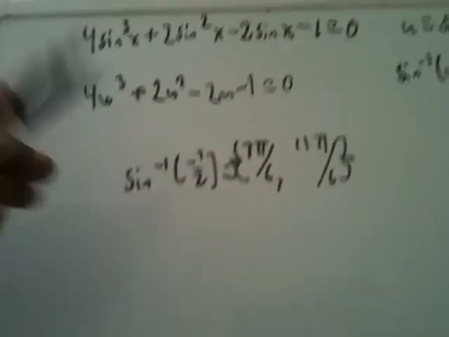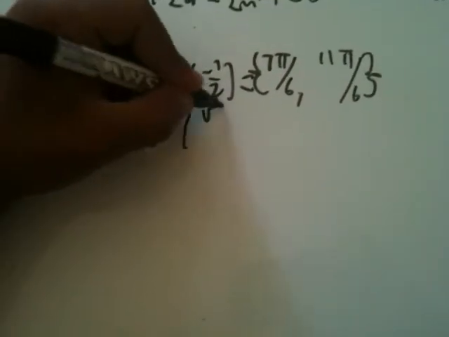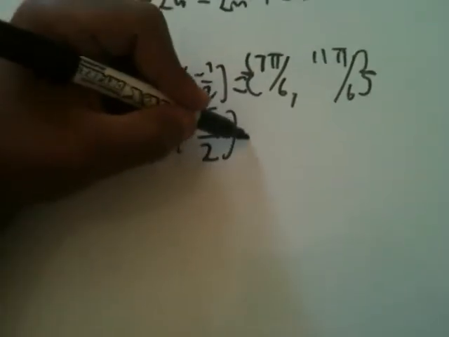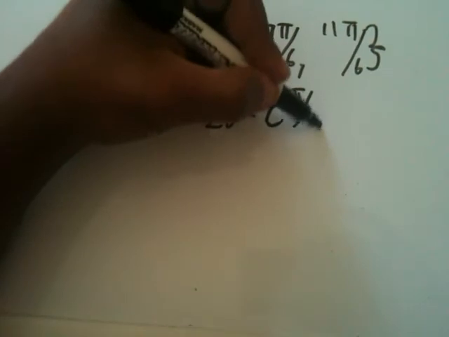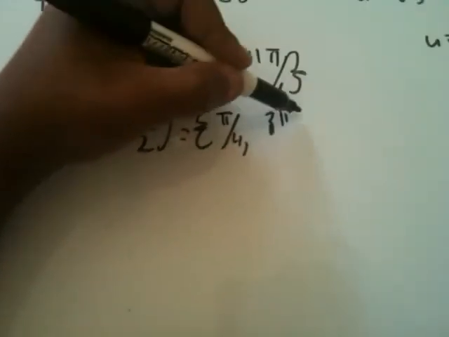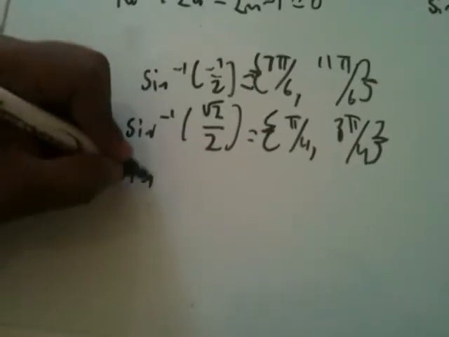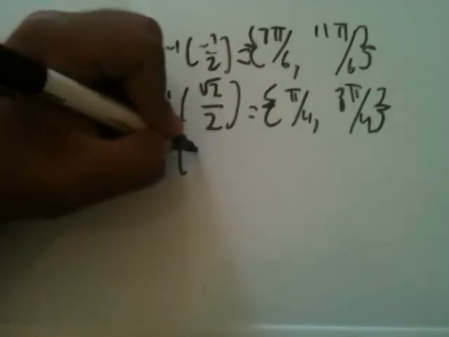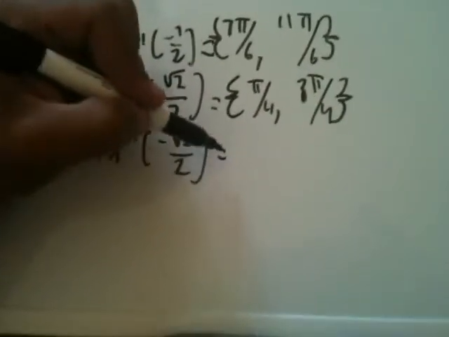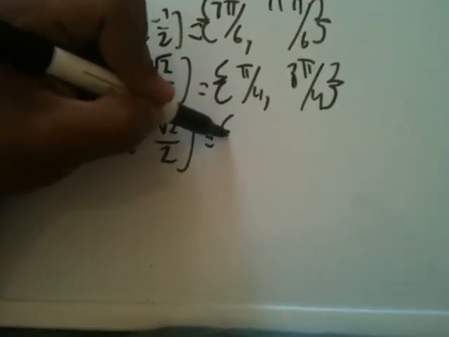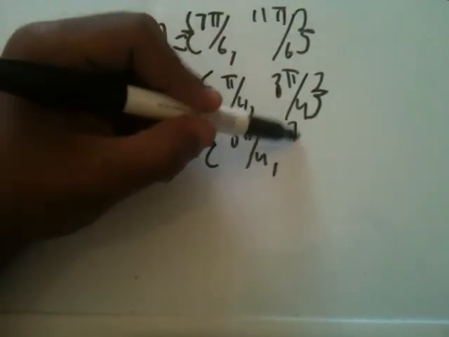Alright, if we take sine inverse of the plus square root 2 over 2, we get pi over 4 and 3 pi over 4. Sine inverse of the minus square root 2 over 2, we get 5 pi over 4 and 7 pi over 4.